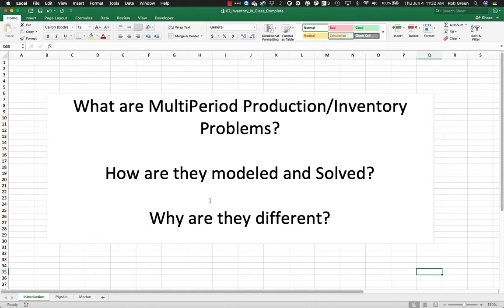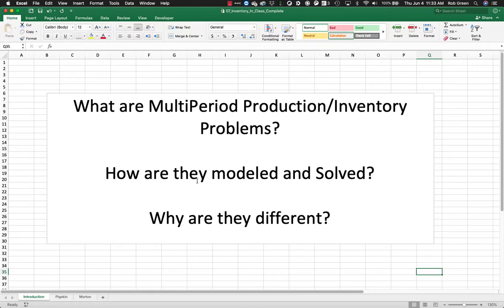Today we're going to start with some examples of multi-period production or inventory problems. We want to look at how they're modeled and solved and also why they're different, what makes them unique. So you'll see that there's really two things that make these problems unique. One is that they go across multiple periods, usually weeks or months or days. The other thing is that we have a new kind of constraint called a linking constraint or a linking formula that ties periods together. So we want to make sure we model these all appropriately.